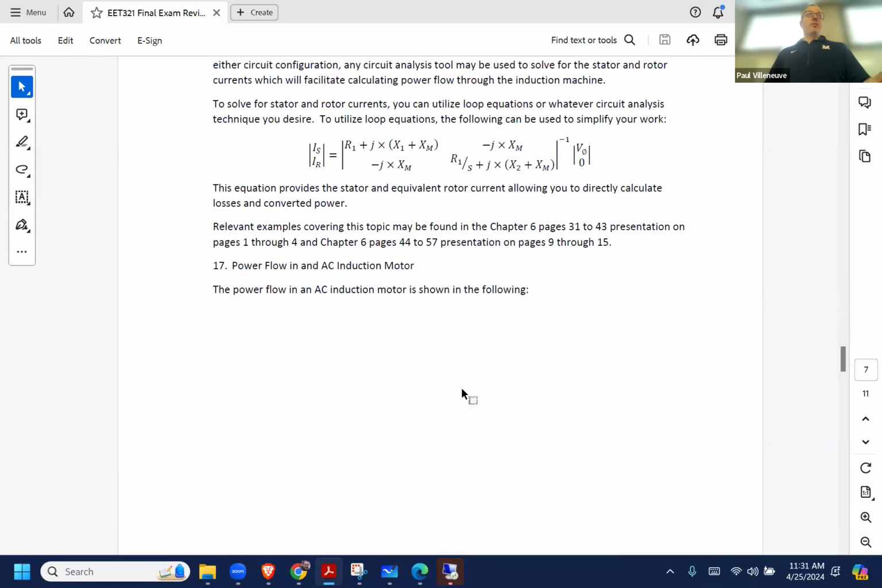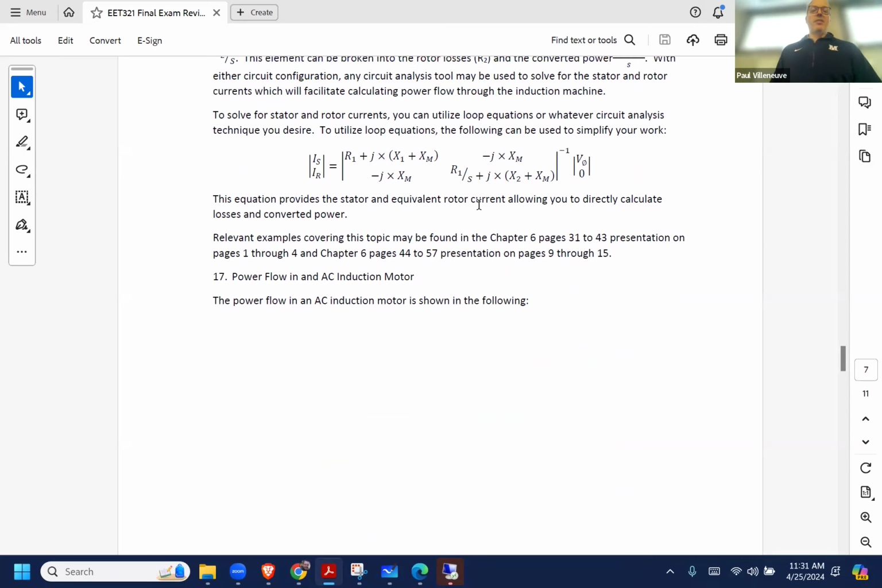Now, you're welcome to use loop equations, or you're welcome to use a Thevenin equivalence to calculate stator and rotor currents, or you can just do your own calculations, whatever you want to do. It's just that entering this in a matrix takes a little bit of time, whereas doing the Thevenin equivalence doesn't take so much work.